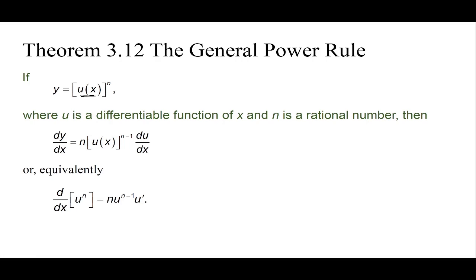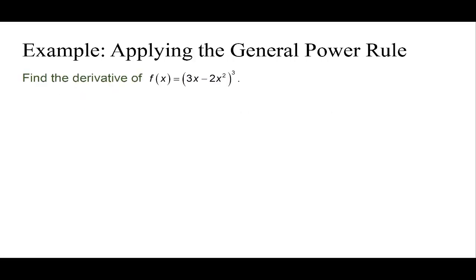So what is the derivative of u to the power n, where u is a function of x? It's n times u to the power n minus 1 times the derivative of u with respect to x. One example, we can treat this inner function as u. So f of x is u to the power of cube. So what is the general power rule? The derivative of f with respect to x is 3 times u squared times the derivative of u with respect to x. That's the general power rule.